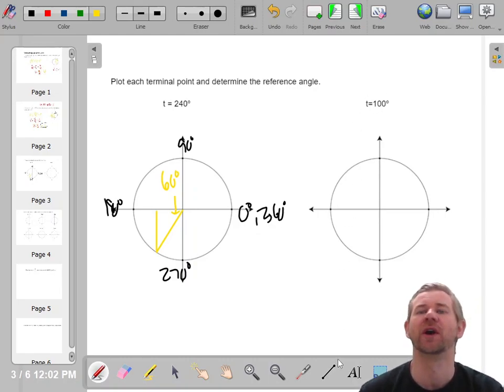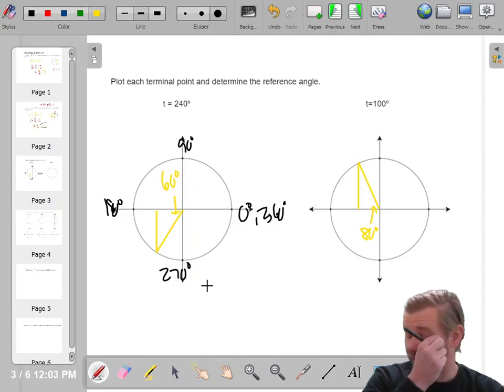We're always going to draw a triangle to the x-axis, draw an altitude. If I do the same thing with 100, you say, okay, this is 0, that's 90. I've got to go 10 degrees more, but I don't really care that that's 10 because I'm dropping this to the x-axis. So how far away from 180 is 100 degrees? That would be 80 degrees. So the reference angle here is 80 degrees.